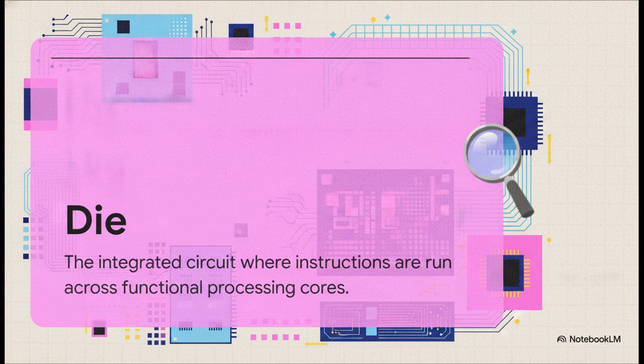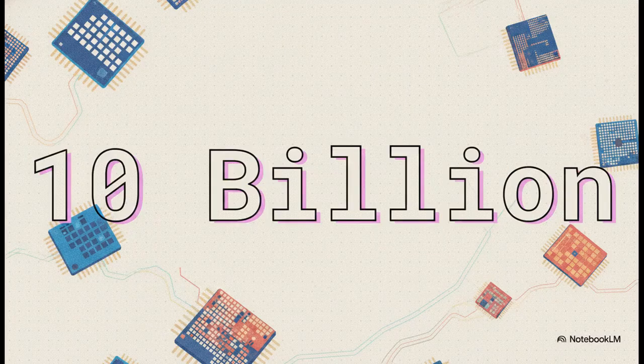This is where the actual thinking happens, housing functional sections like the 10 processing cores that execute all your software instructions. 10 billion. That is a massive number. It represents the 8 to 10 billion microscopic transistors crammed into just that single tiny CPU die. We are talking about an almost unfathomable scale of engineering here.